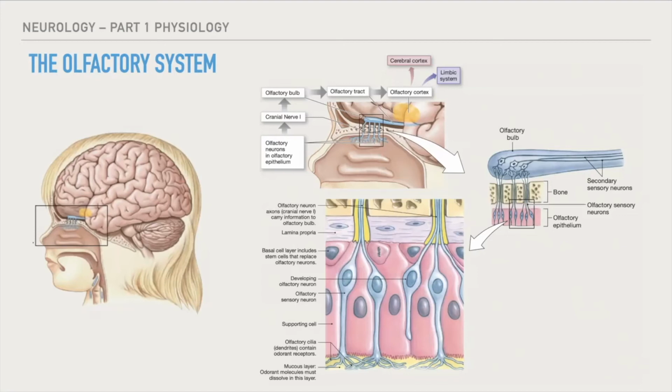The odorant molecules bind to the receptor on the cilia, which extend into the nasal mucosa. The axons from the olfactory receptor cells leave the olfactory epithelium and travel to the olfactory bulb. These axons must pass through the cribriform plate at the base of the skull to reach the olfactory bulb.